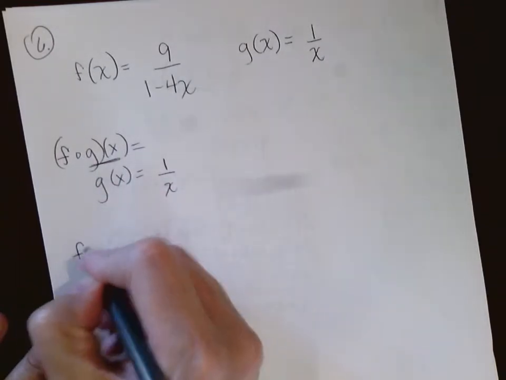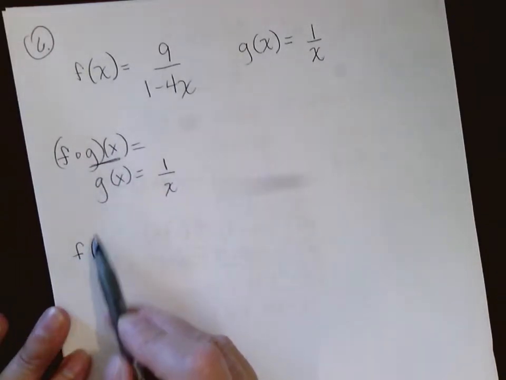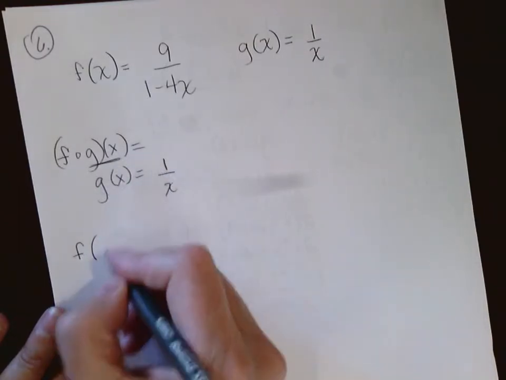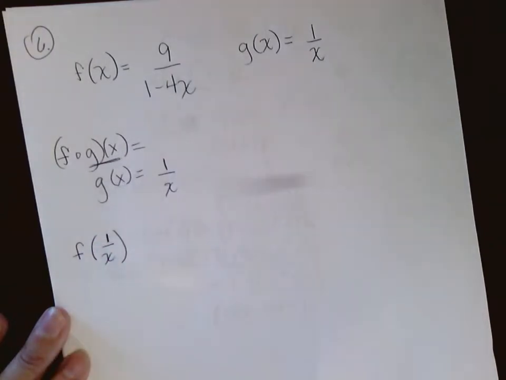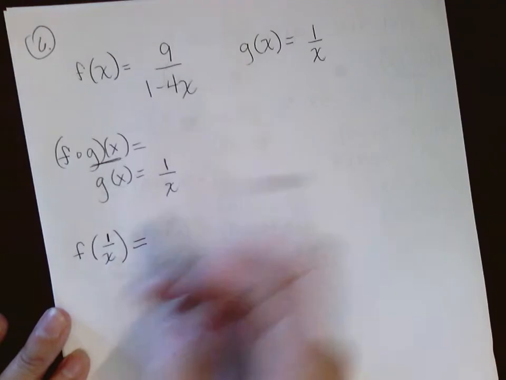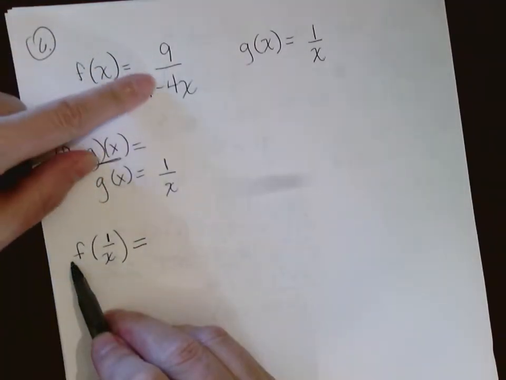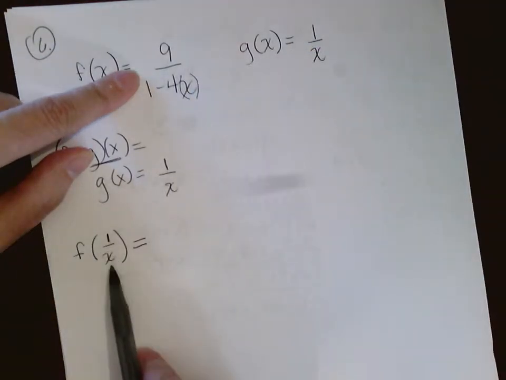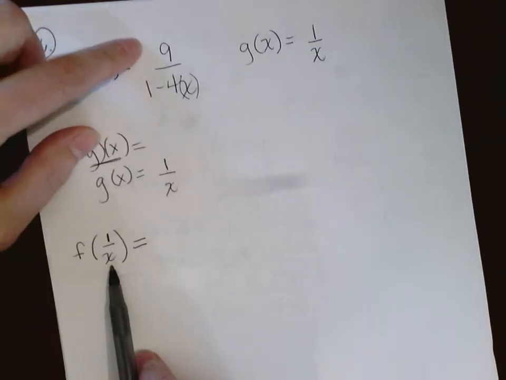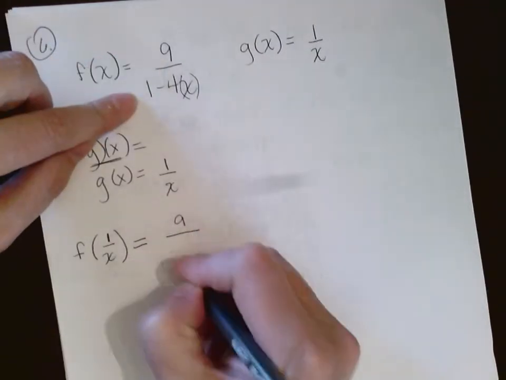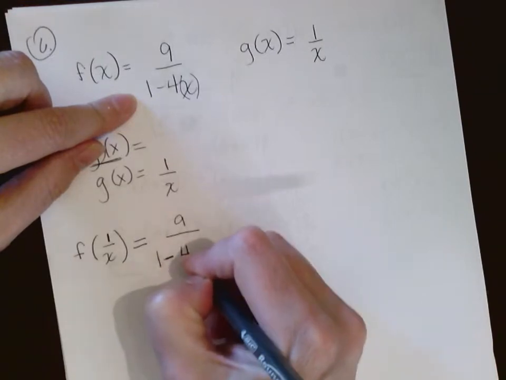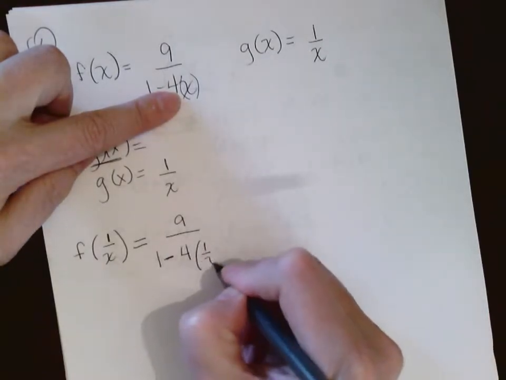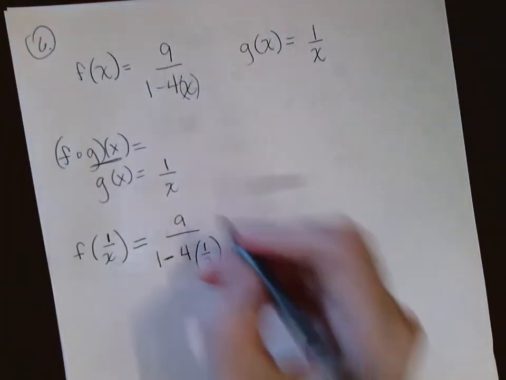Drop down the f. And what do I find f of? I find f of the g of x, or in other words, f of whatever this answer is, which is 1 over x. Which is interesting because now what does that mean to do? That means to go to your f function, which is this one, and replace the x with 1 over x. So let's see what that looks like. It's going to be a big mess. I have 9 over 1 minus 4 times. What do I replace the x with? I replace it with 1 over x. So let's see.